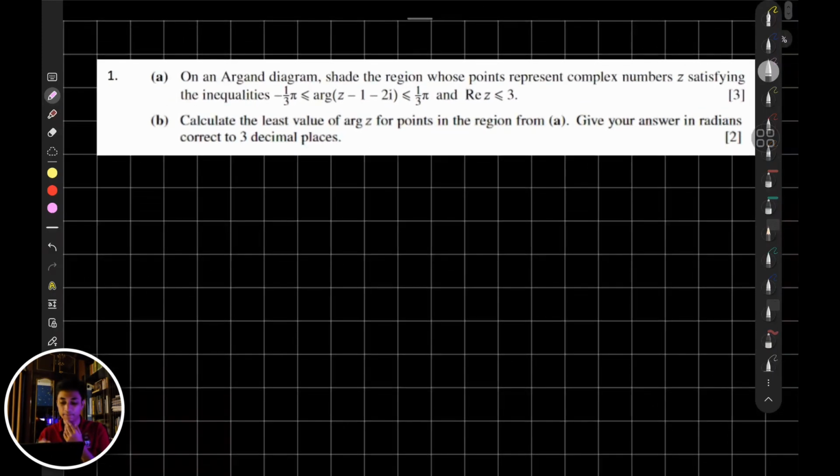The first thing is argument of z minus 1 minus 2i. What does this mean exactly? Now, you know that this z is a complex number. You don't know which complex number z is. You're not aware about that. But they've also given you another complex number, which is 1 plus 2i.